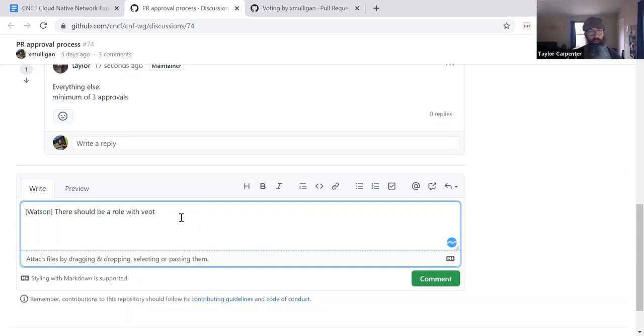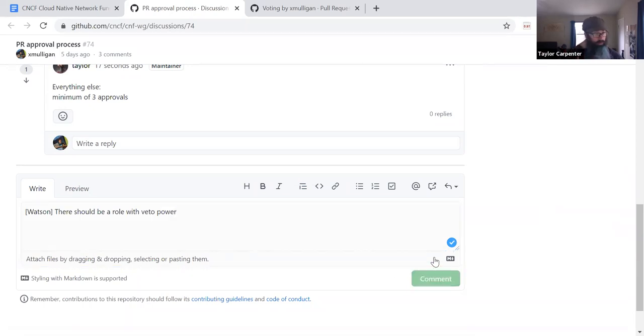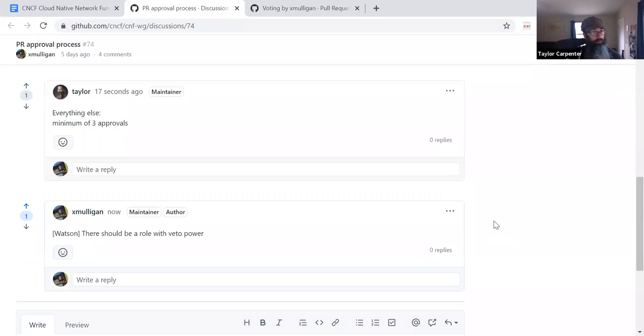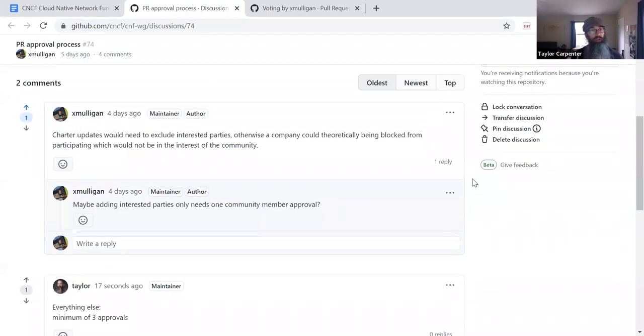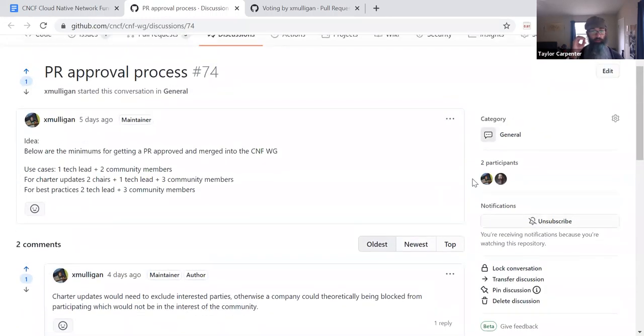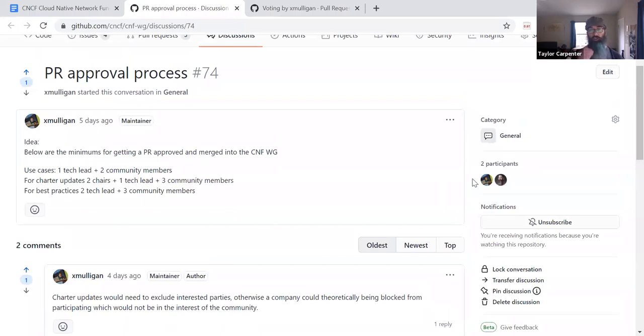I would put, tying in with what Watson is saying, plus what both Ian and Frederick were talking about, the complexity. The two things that I think are the most critical to care about with regard to getting approvals are the charter and the best practices.